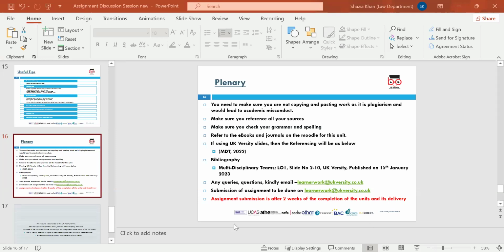Make sure you refer to any additional reading if you need it. You've got ebooks and journals on Moodle that you can refer to. There is additional reading on there for you.